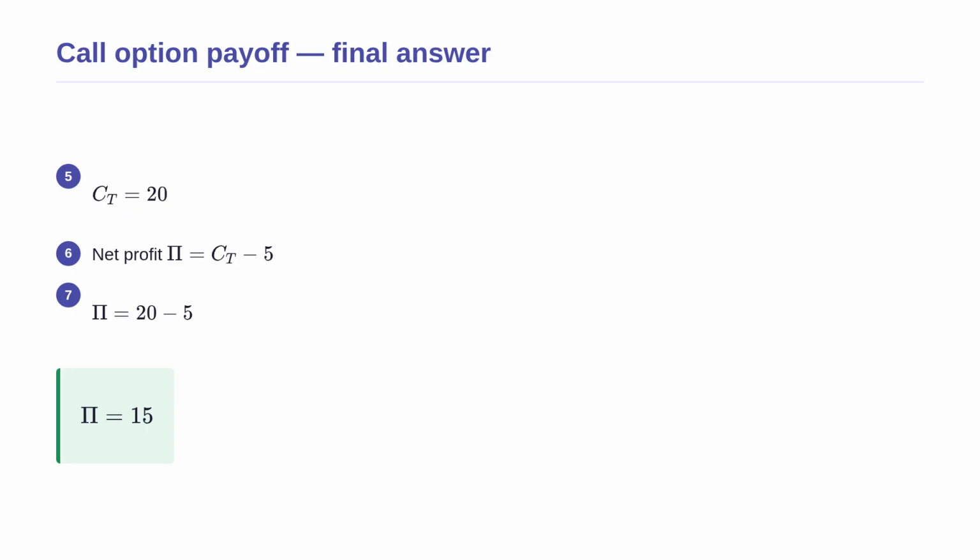Continuing our calculation, the option contract itself is worth $20 at maturity. But we are not done yet. To find the true financial outcome, we must calculate the net profit, denoted by the Greek letter pi. We take our gross payoff of 20 and subtract the initial $5 premium we paid to buy the contract. This leaves us with a final net profit of $15 per share. Physically, this means you risked only $5 to secure a pure gain of $15 from the rising stock price.